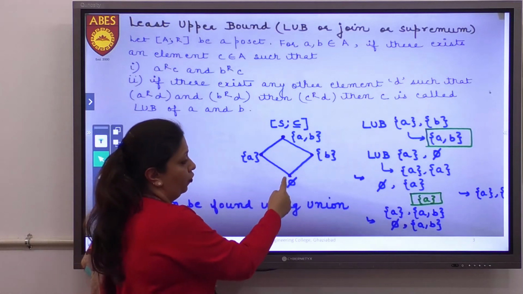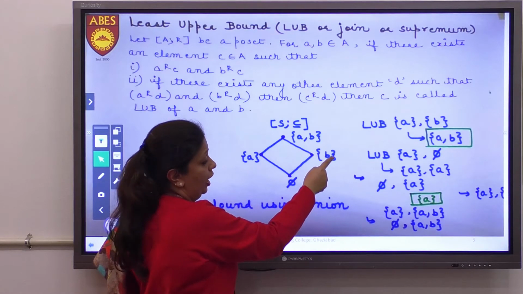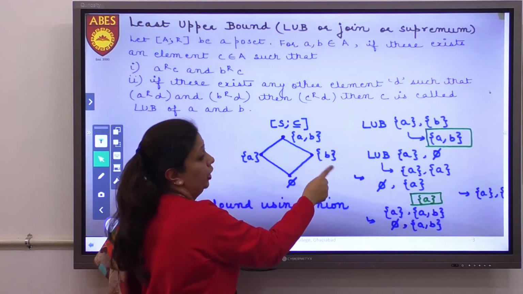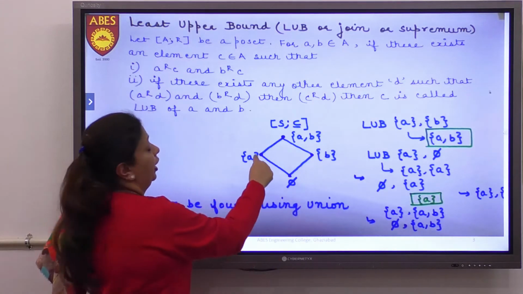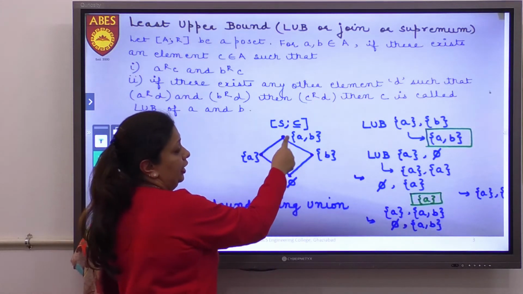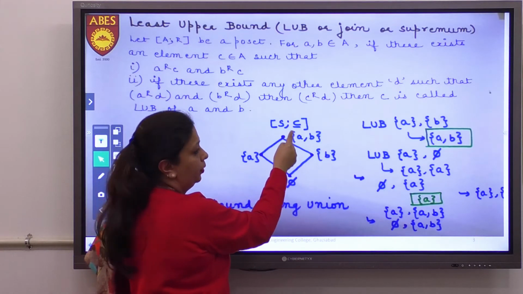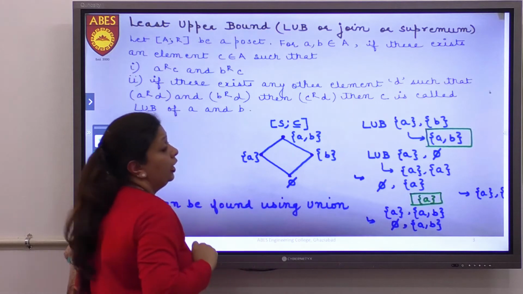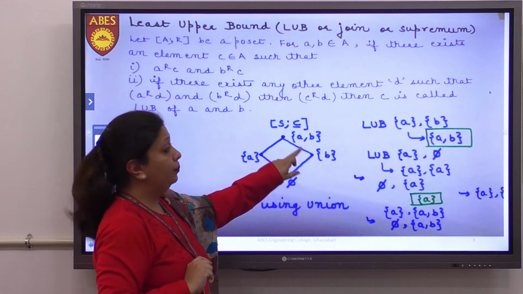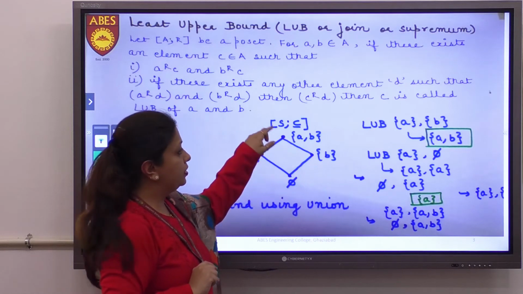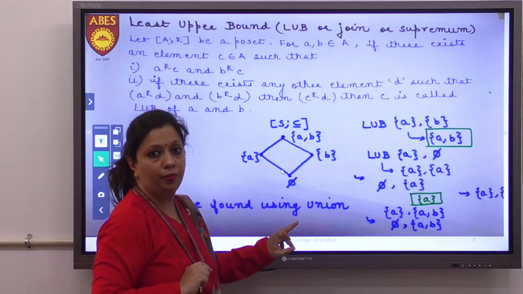Similarly, if I go for phi and b, phi is related with b, and b is also related with b. So b is going to be the LUB. If you take any other two elements like a and ab, a is related with ab, and ab is also related with ab, so ab is going to be the least upper bound for a and ab. If I take b and ab, b is related with ab, ab is related with itself, so again ab is going to be the least upper bound.